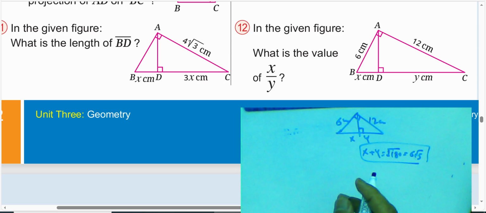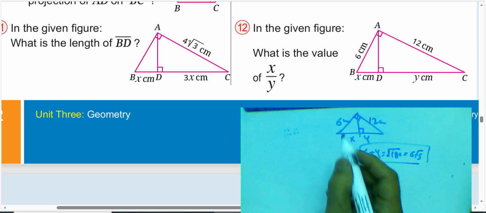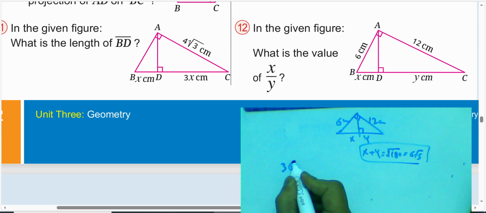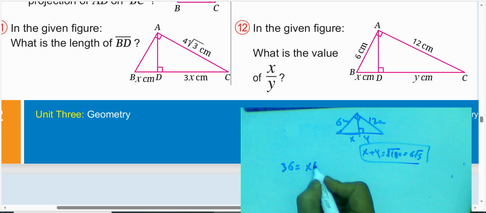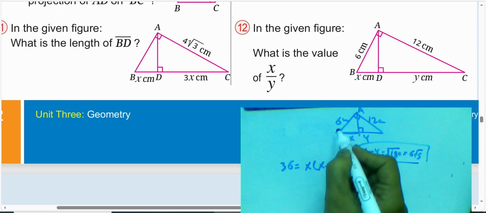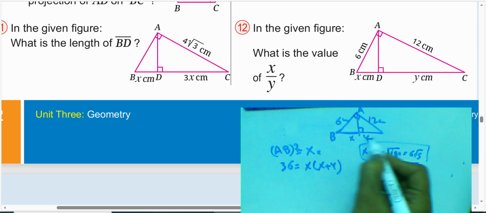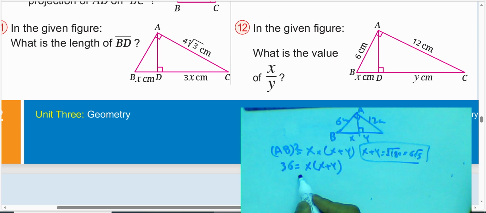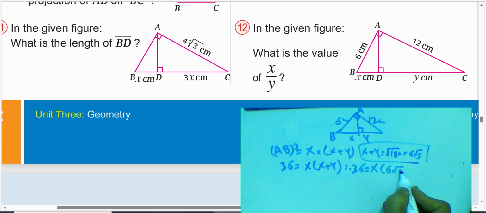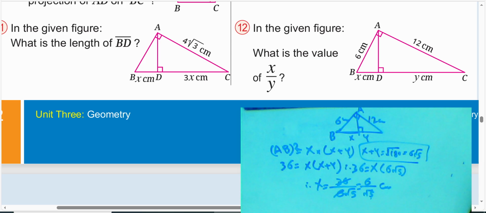Okay, and now we can write 6 power 2, 36, equals x times x plus y. Again, this line segment AB power 2 equals the conjugate here, x times x plus y. Then x plus y is 6 root 5, so 36 equals x times 6 root 5. Then x will be 36 divided by 6 root 5. You can simplify, the result will be 6 over root 5. It's x. x will be 6 over root 5 centimeters.